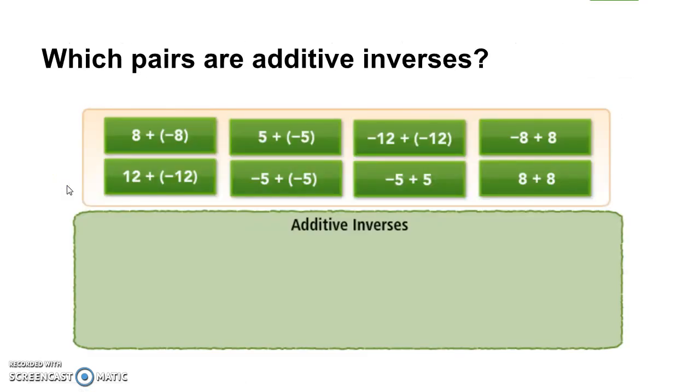Okay, so look at these options. I want you to hit pause and find the ones that are additive inverses. Remember, it's a number and its opposite. We should be finding 5 and -5, 8 and -8, 12 and -12, -5 and 5, -8 and 8, and that's it. These are not opposites. Okay, what is the sum of every single one of those that I have circled? If I added them together, it would give me 0.